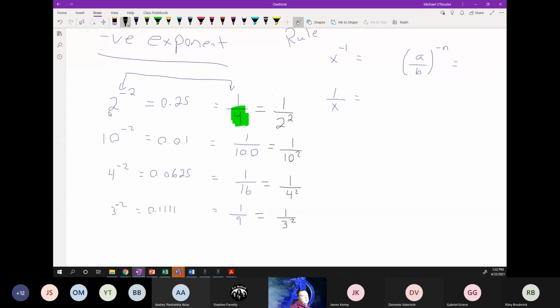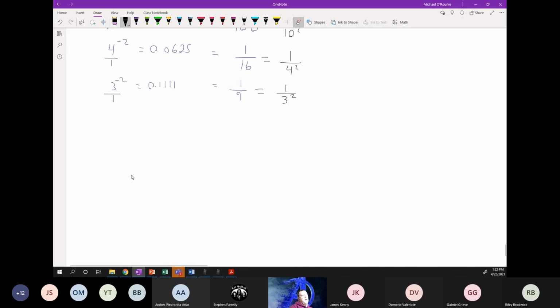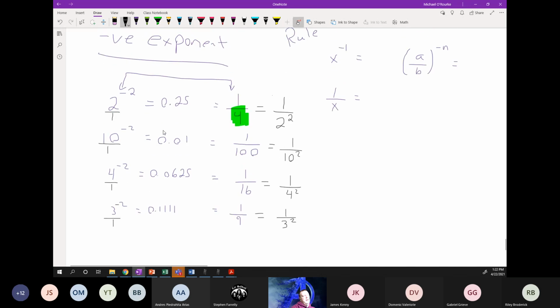So if you remember, all these numbers are over 1, over 1, over 1. We just never write it. But to make a negative exponent positive, you flip it to the bottom. That's what it's demonstrating here. It was 2 to the negative 2 equals this, which equals this. But also, if I move 2 to the negative 2 to the bottom, it's 1 over 2 squared, and 2 times 2 is 4. Okay?